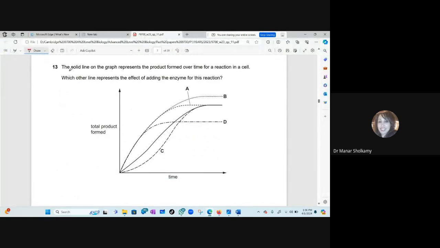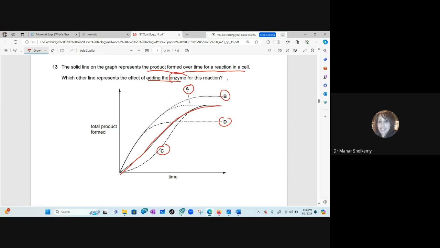Okay, 13. Graphs, important. The solid line on the graph represents the product formed over time for a reaction in a cell. Which other line represents the effect of adding the enzyme for this reaction? This is the solid line here. It represents the product formed over time. When we add an enzyme, how will this affect the total product formed? Will it be C or D or A or B?